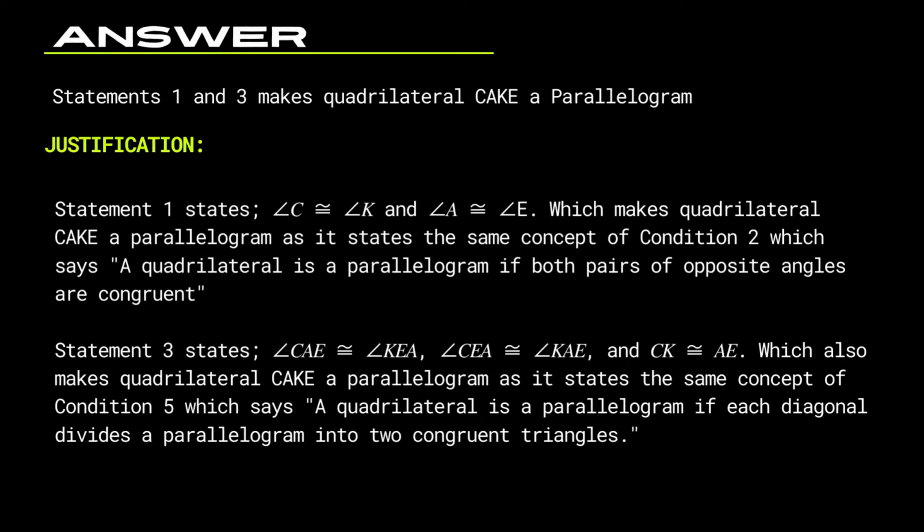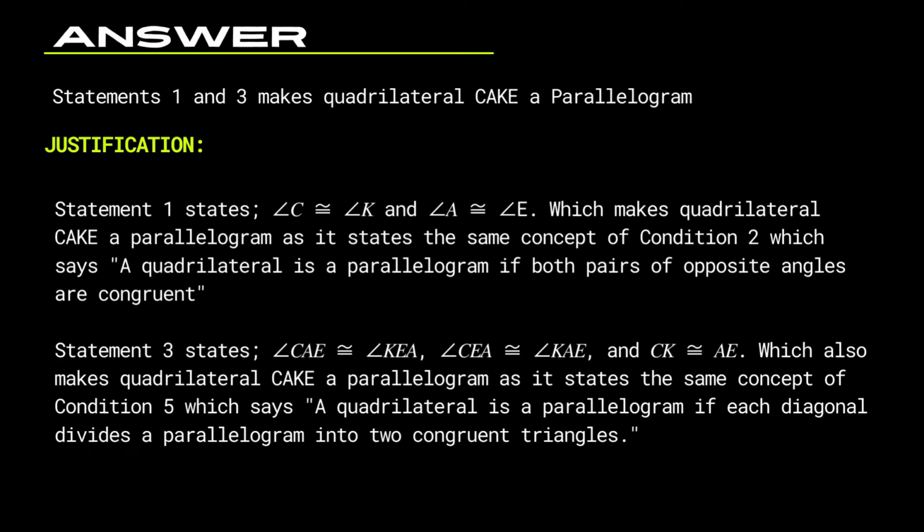For our problem number 2, we have statements 1 and 3 as the statements that make quadrilateral CAKE a parallelogram. And for our justification, statement 1 makes CAKE a parallelogram as it states angle C is congruent to angle K and angle A is congruent to angle E, which states the same concept of condition 2, which says a quadrilateral is a parallelogram if both pairs of opposite angles are congruent.